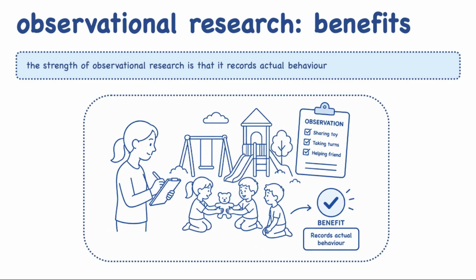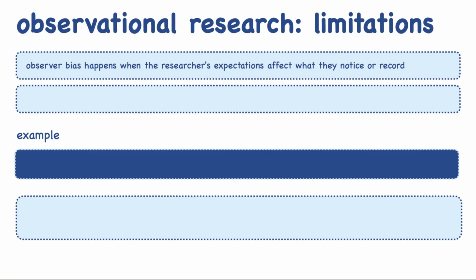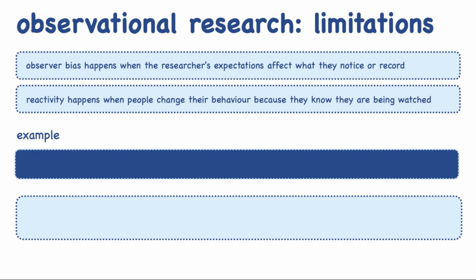The strength of observational research is that it records actual behavior. But observational research also has limitations. Observer bias happens when the researcher's expectations affect what they notice or record. Reactivity happens when people change their behavior because they know they are being watched. For example, children may behave more politely while a researcher is in the room.